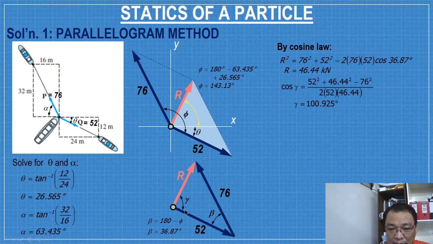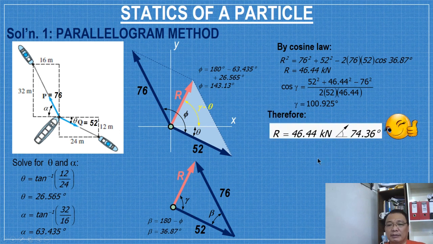So, the direction of R is this, and that is gamma minus theta. So, 100.925 minus theta, 26.565. That's the direction of R, 74.36. Now, 100.925 minus 26.565.